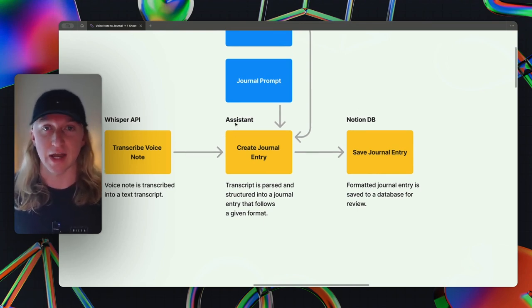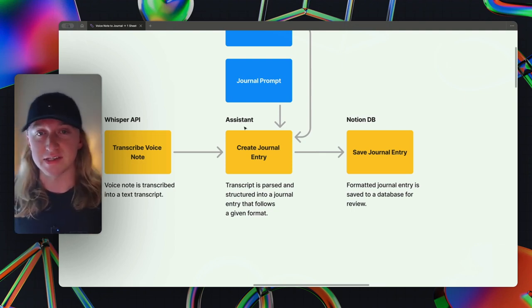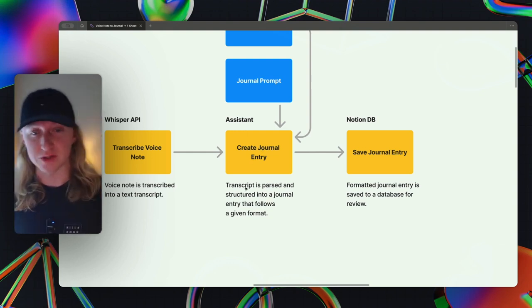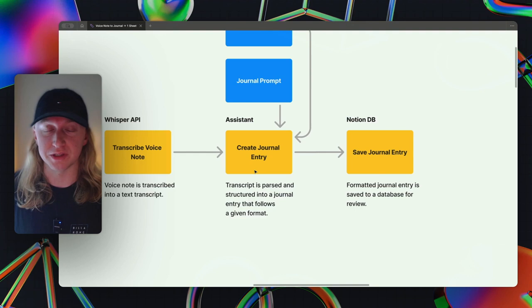That's because there's a few extra assets or artifacts that we're going to pull in here to take this step and turn it into something that really helps it get to that done state. So the assistant here that I'm going to be building is going to be tasked with creating a journal entry. The transcript is going to get parsed and structured into a journal entry that follows a given format.